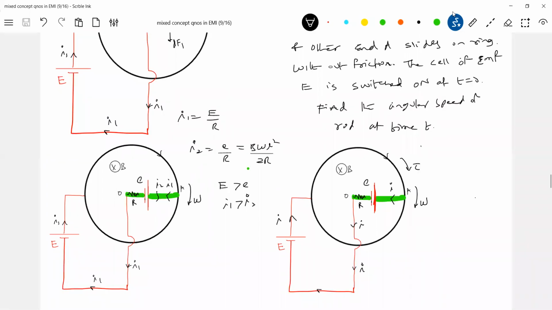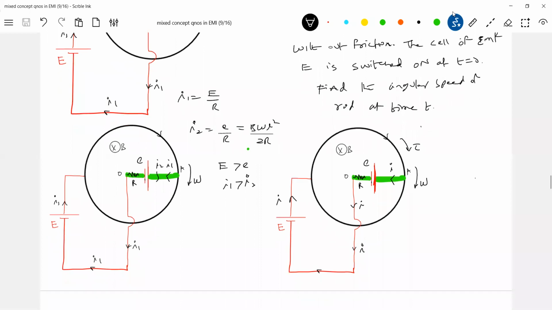The torque due to current I1 is the cause that makes the rod rotate. According to Lenz's law, I2 is an induced current due to induced EMF. It should oppose the cause, so the torque due to I2 will oppose the cause. But since I1 is greater than I2, the resultant torque will be clockwise. Okay, let's come to the mathematics now. What is asked? The angular velocity of the rod at an instant of time t. How to calculate that? The torque.